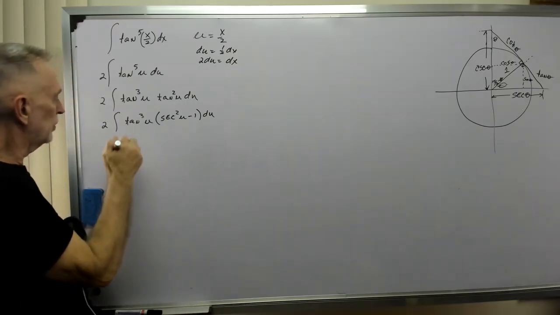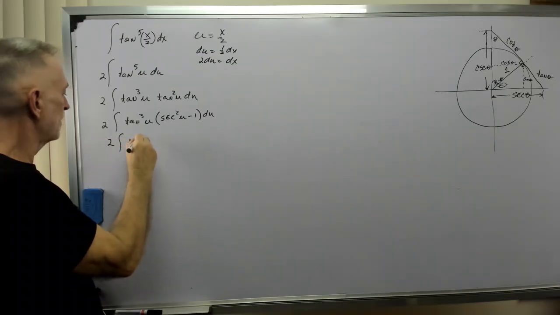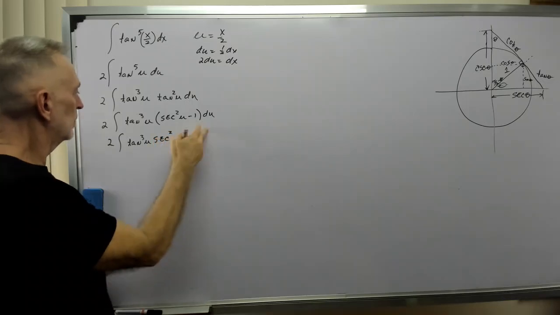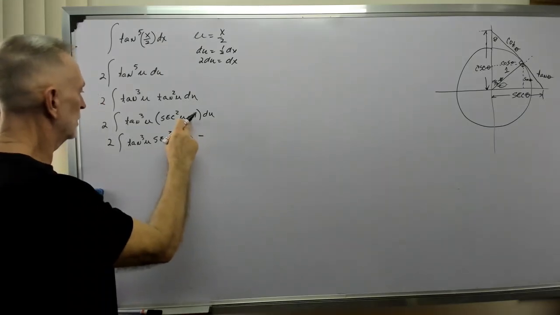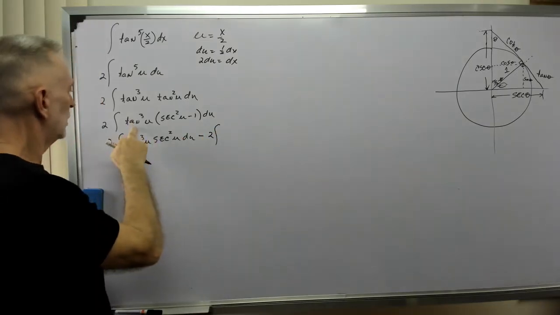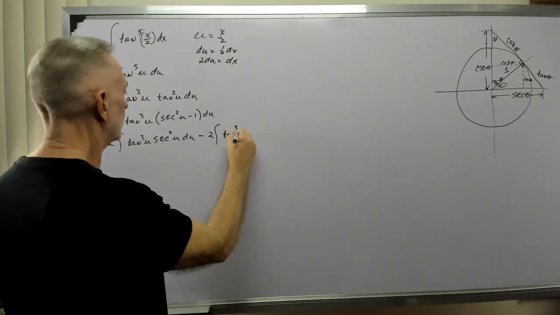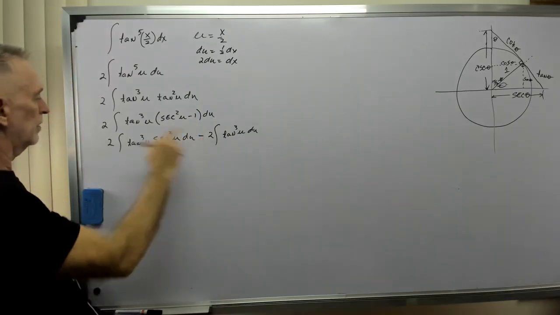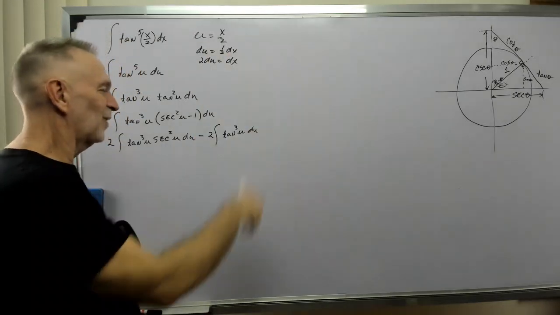Now let me distribute this to the inside. So now I have the integral of tangent cubed u times secant squared u. I'm going to create a couple of integrals here. Minus, take care of this, 2 times the integral of tangent cubed u times this 1 du. Now I accounted for the negative right here. Now I did this video earlier and I lost this 2 somewhere along the way.